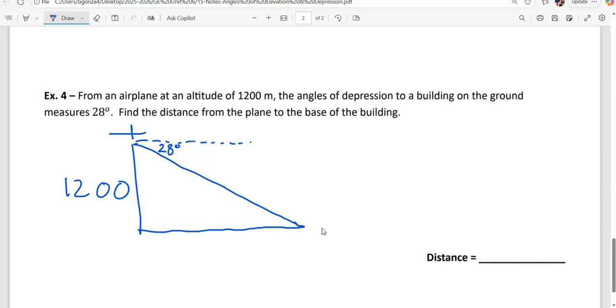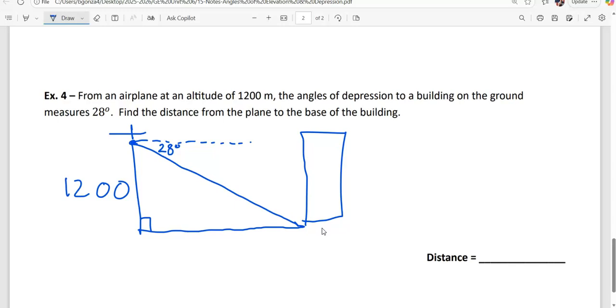Now, what you're looking for is the distance from the plane to the base of this building over here. So draw yourself a little building. So airplane's flying. There's a building, 1200 altitude, and then angle of depression is 28. Over here, you cannot do trig unless you have an angle on the inside. So here's something you got to know, and I'm going to use a word from Unit 1.